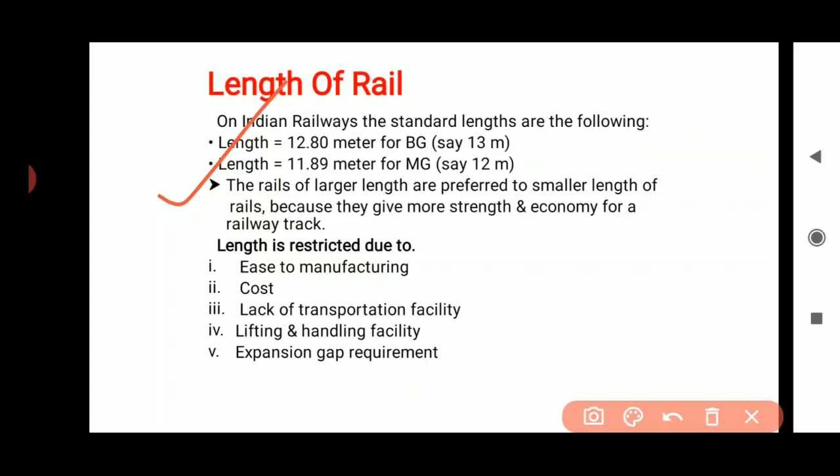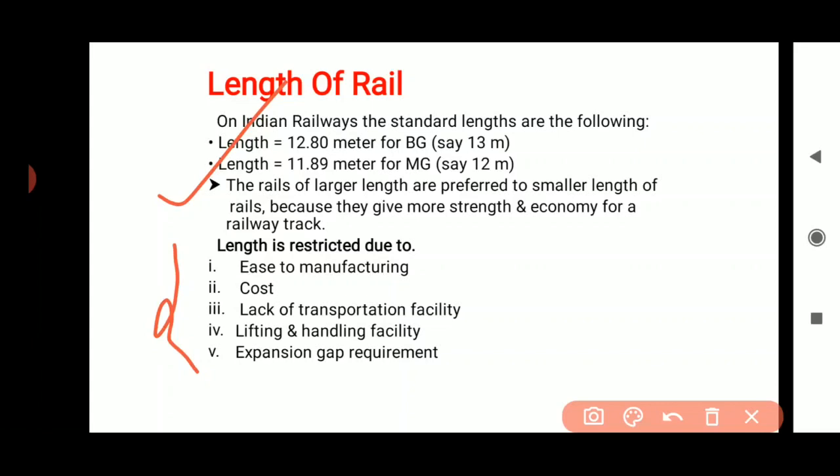Though a long length of rail is desired, we can't increase the length of the rail according to our wish. There are some limitations for the length of the rail. There are some factors which restrict and govern the length of rail.